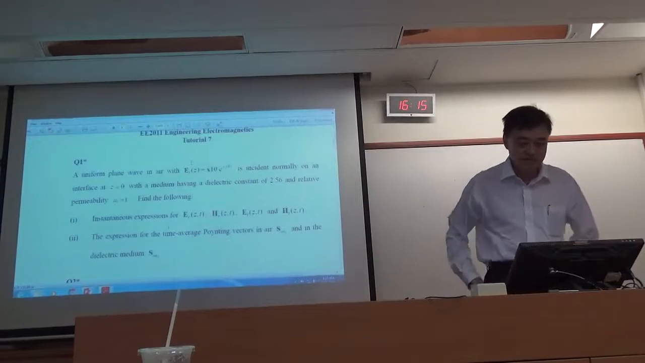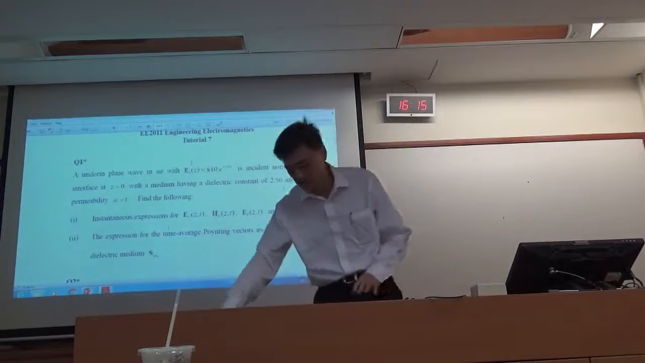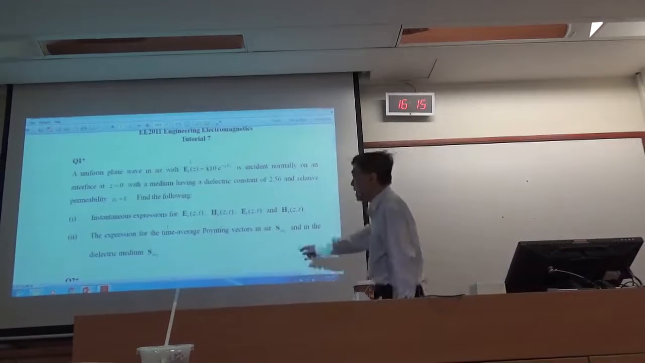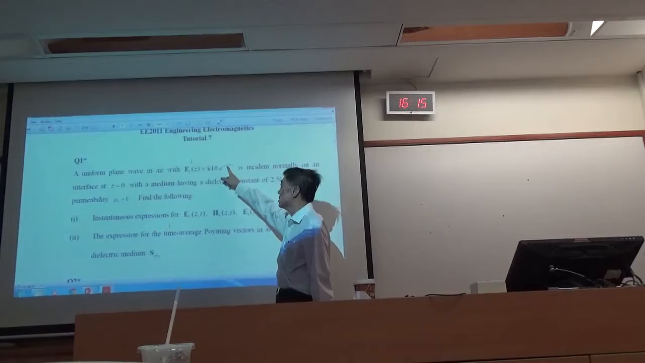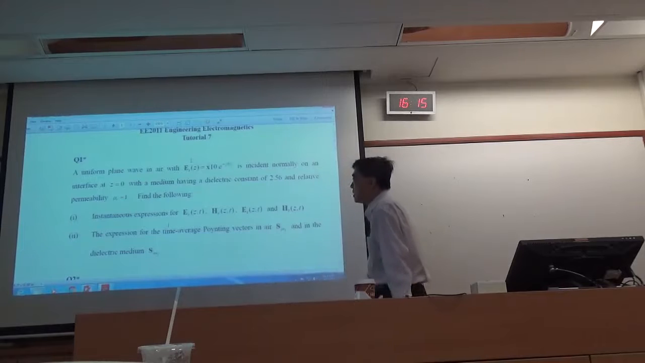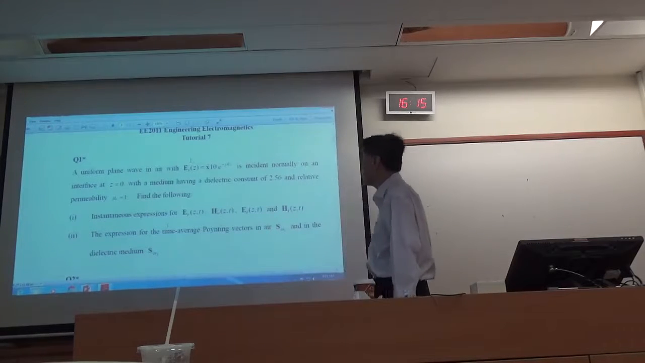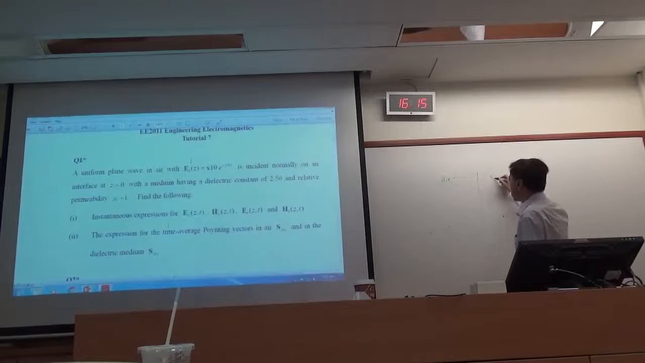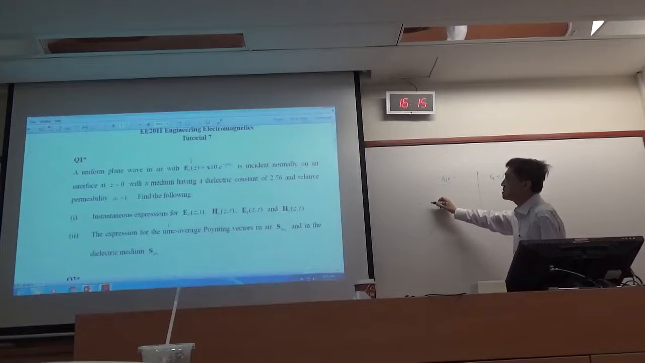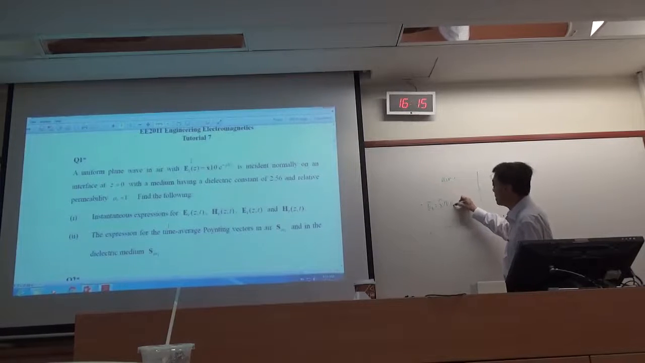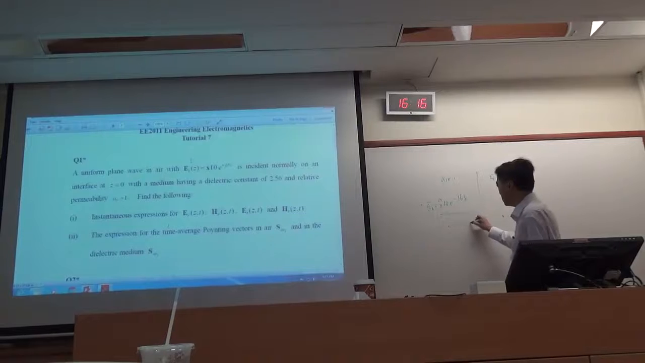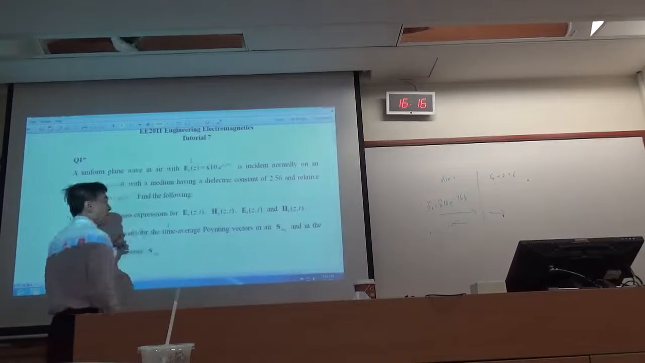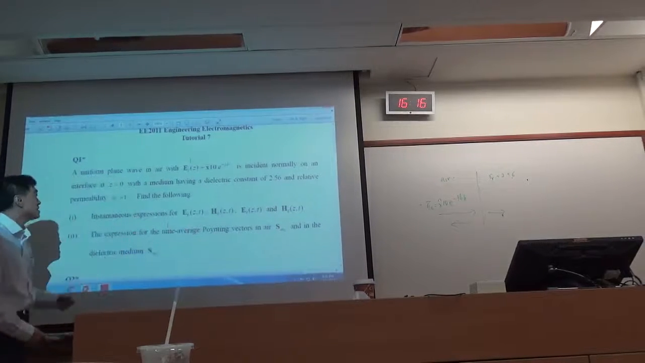Tutorial 7. A uniform plane wave in air with EI having polarization in the x direction, propagation in the z direction, propagation constant 6, is incident normally on a surface at z equal to 0, the medium having a dielectric constant of 2.56 and relative permeability equal to 1. So this is air, this is epsilon r equal to 2.56. EI is equal to x e to the minus j beta z. Incident, reflection, transmission. Very simple. Find the following: instantaneous expressions for ER, HR, ET, and HT.